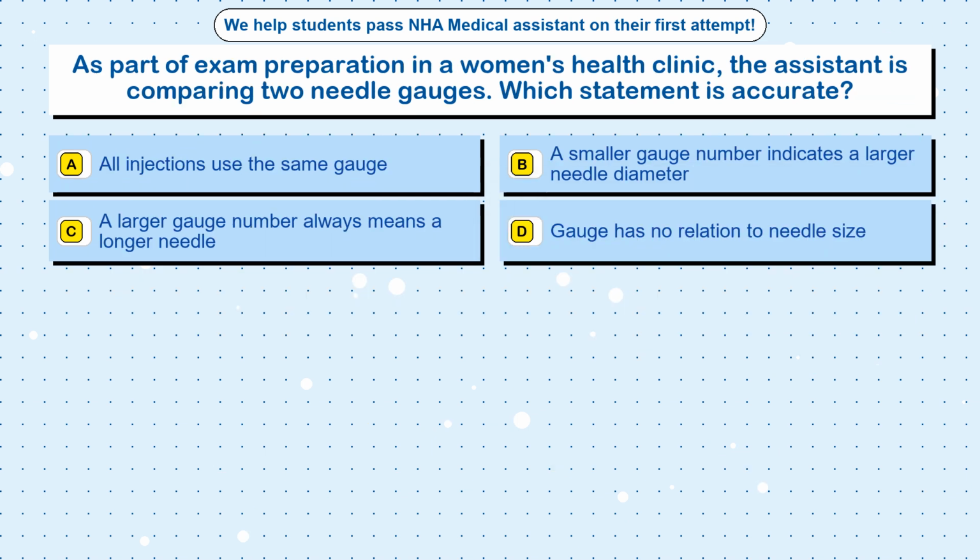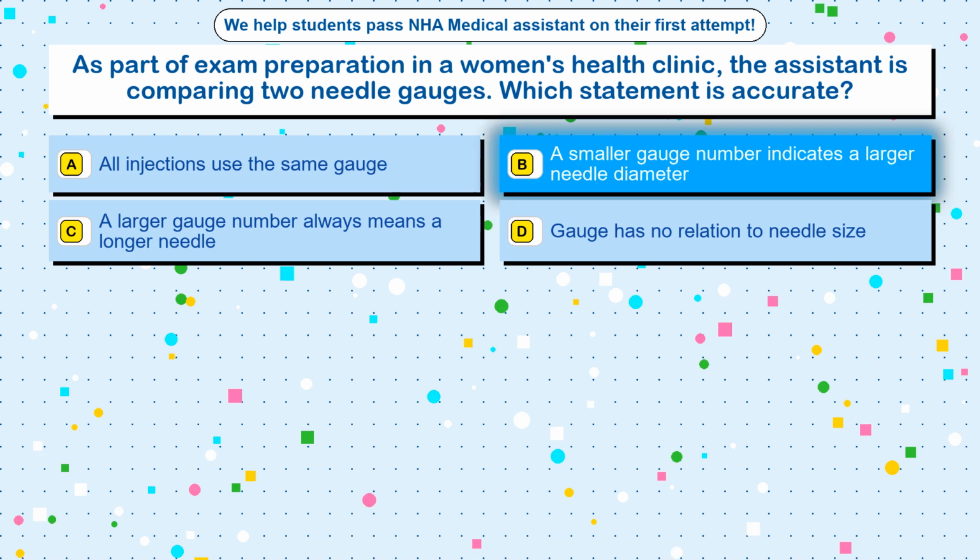Question 99. As part of exam preparation in a women's health clinic, the assistant is comparing two needle gauges. Which statement is accurate? Option A. All injections use the same gauge. Option B. A smaller gauge number indicates a larger needle diameter. Option C. A larger gauge number always means a longer needle. Option D. Gauge has no relation to needle size.